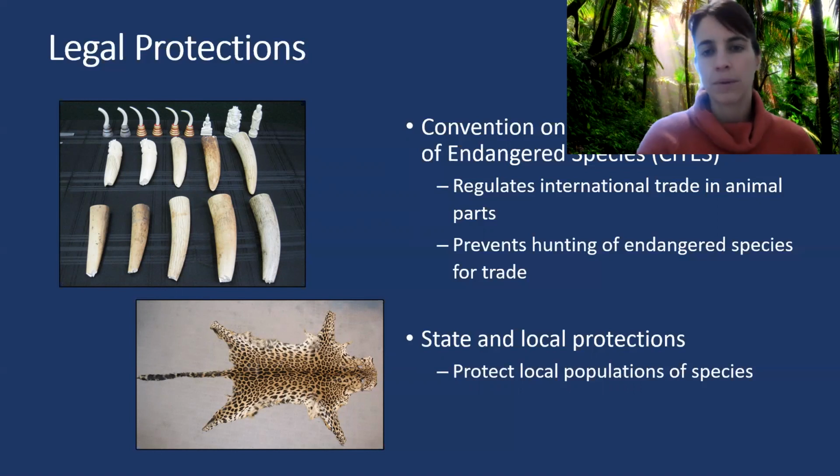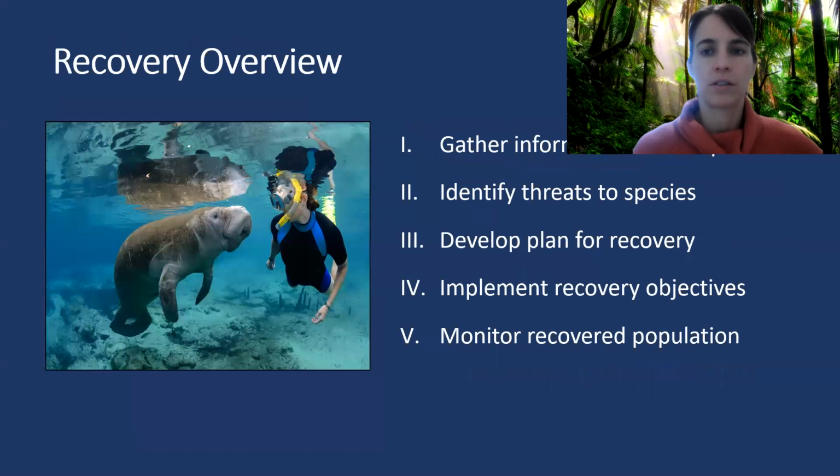Okay, and then down there at the bottom, last but not least, of course, we have state and local protections of endangered species. New York State has an endangered species list that we consider some species state level endangered that aren't listed as endangered on the federal level. So there's a fair amount of legal protections, some of them harder to enforce than others.